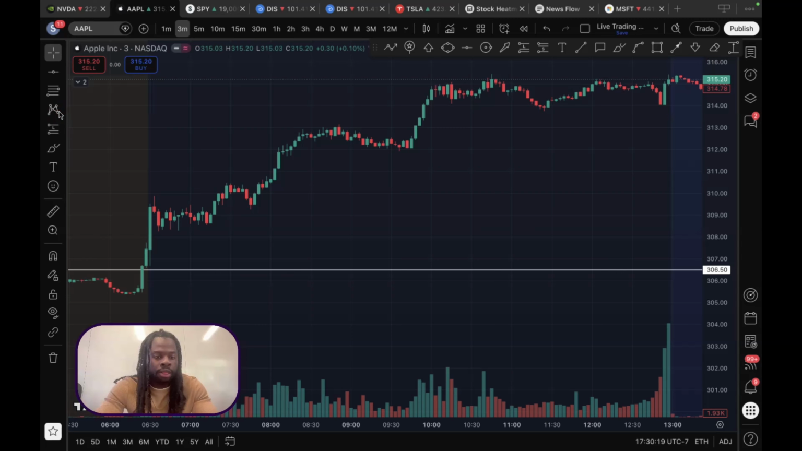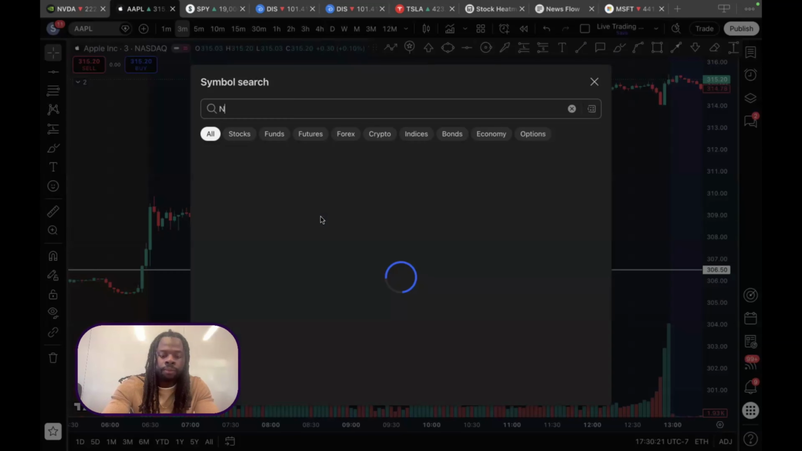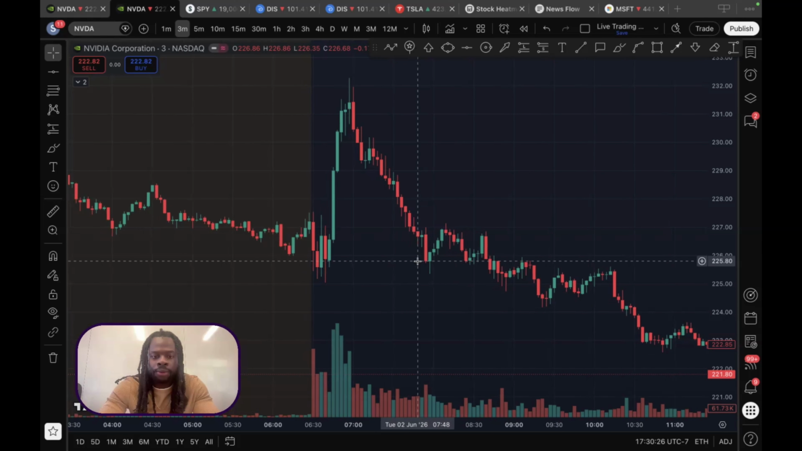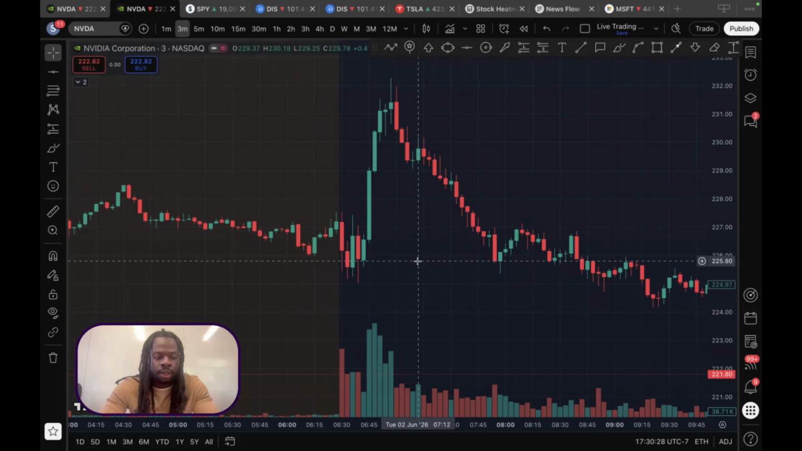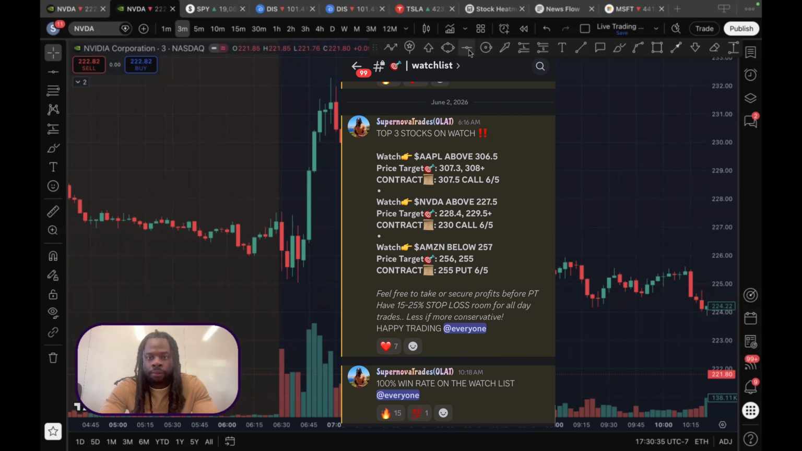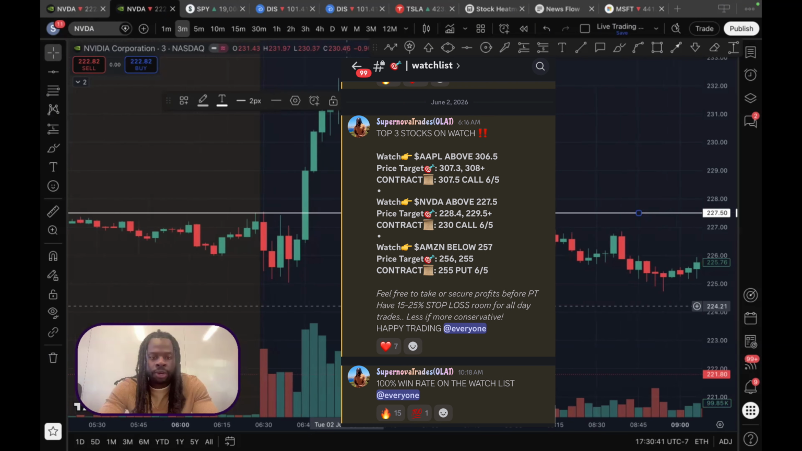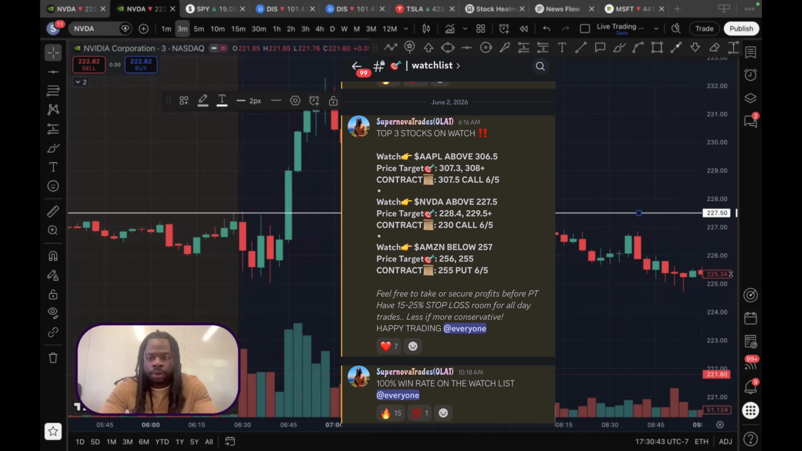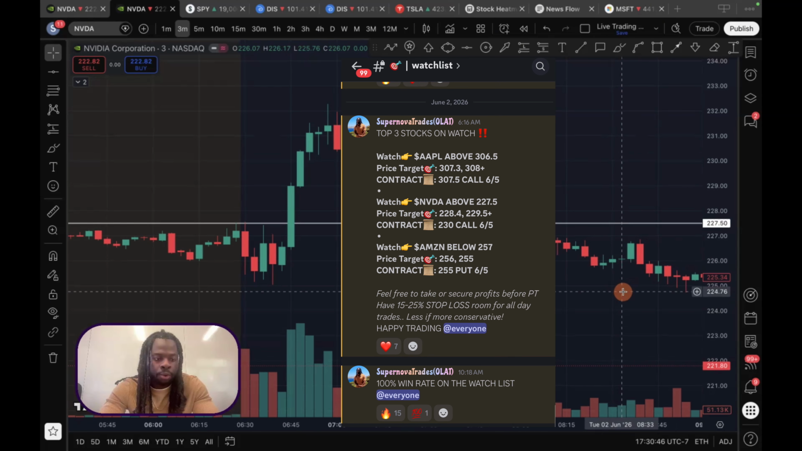The next one on the list is Nvidia. I want you guys to see how this played out on this watch list. With Nvidia, we watch above 227.5, so let's mark that level. That's on here. Boom. If you look at Nvidia right here, that's how the price played out. The game plan was pretty simple: watching Nvidia above 227.5 with the price targets at 228.4 and 229.5.